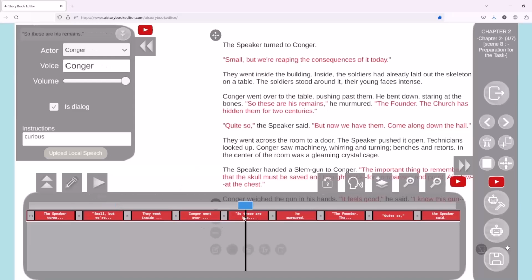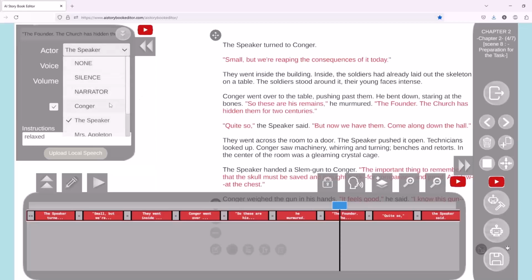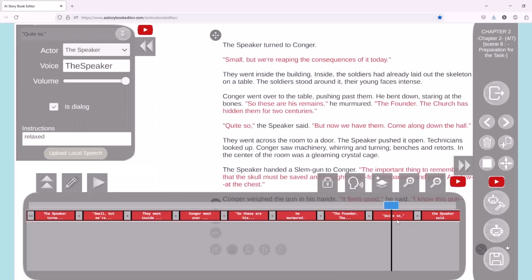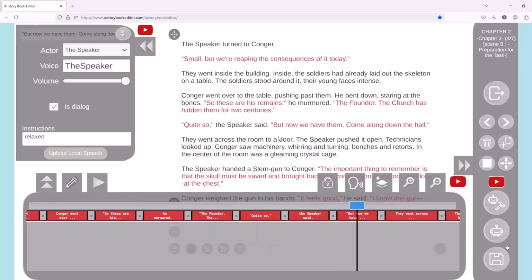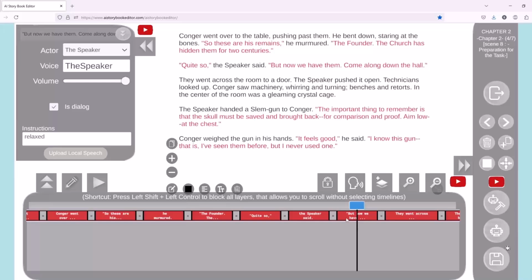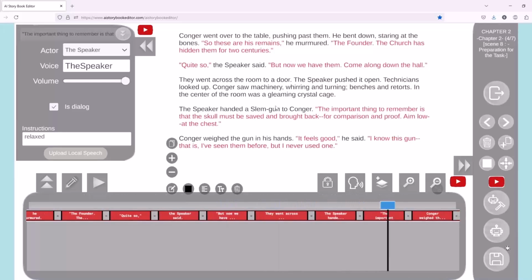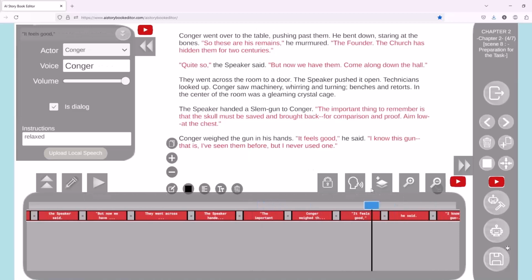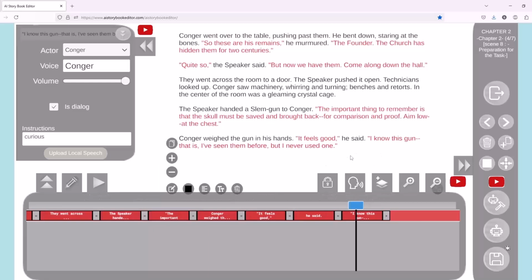So this is Conger. Conger went over the table, pushing past them. He bent over, staring at the bones. So these are his remains, he murmured. The founder, the church, this is Conger also. Quite so, is the speaker. The important is the speaker, Conger. It feels good, and I know this gun.